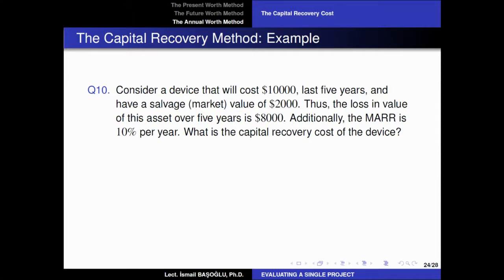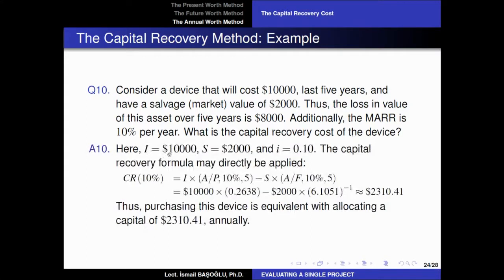So for 5 years, the device is going to lose $8,000 of value. Additionally, the minimum rate of return is 10% per year. What is the capital recovery cost of the device? So the question is this: the minimum attractive rate of return is 10% per year. What is the capital recovery cost of the device?